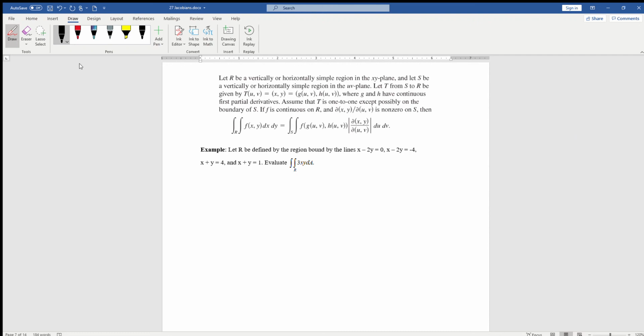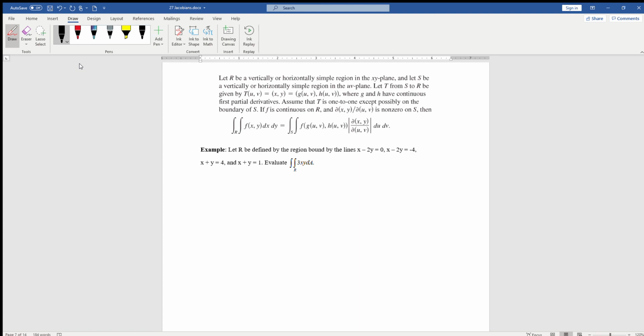So in this video, we're finally going to see what we're going to utilize the mapping for, and we're going to implement this with a Jacobian. Before we can do that, we have to talk about the idea of evaluating a double integral using a Jacobian substitution. So let's suppose that we have a region R.